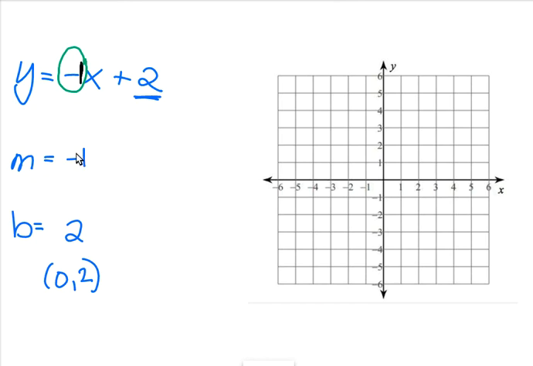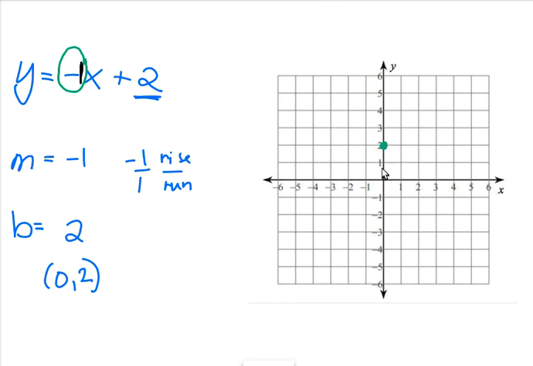And with our slope, let's write negative 1 and negative 1 over 1, because that gives us a rise and a run. You don't have to write rise over run, but just so you see that. All right, now we have our two important pieces of information, and we're going to start graphing. Remember, b is where we begin. We begin at the y-intercept of 2.